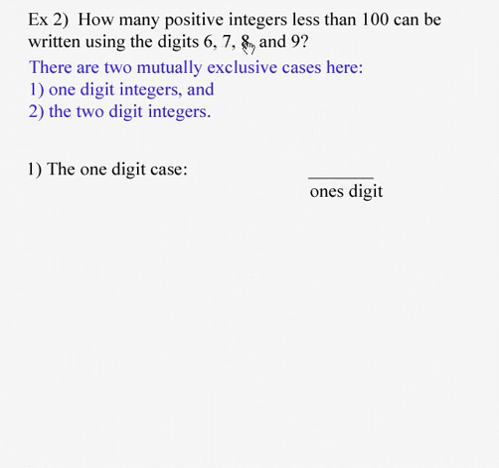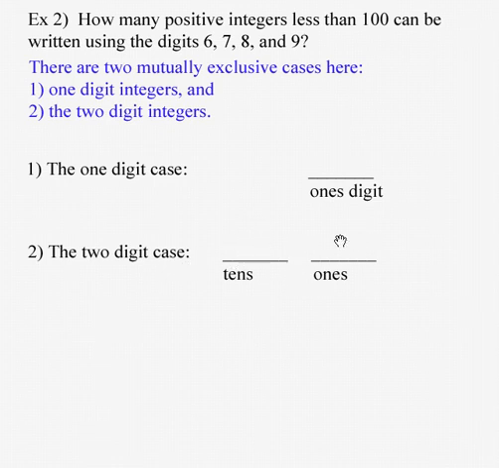We have a choice of 6, 7, 8, or 9. And then we're going to consider the two digits case. We have a choice of 6, 7, 8, or 9 for the tens and 6, 7, 8, or 9 for the ones. So let's come back to the ones digit case. We only can choose from 6, 7, 8, or 9, so there are four possible choices. For the two-digit case, we can have a 6, 7, 8, or 9, which again is four choices for the tens. But a two-digit number, as we just saw in example 1, is a compound event. So we could have 6, 7, 8, or 9 for the ones digit, which is again four choices.